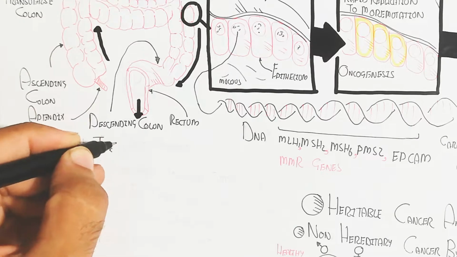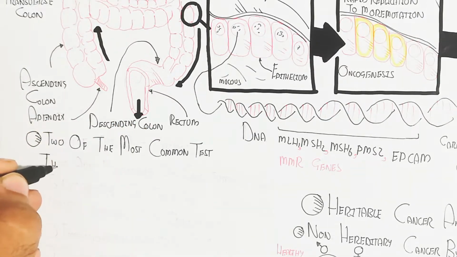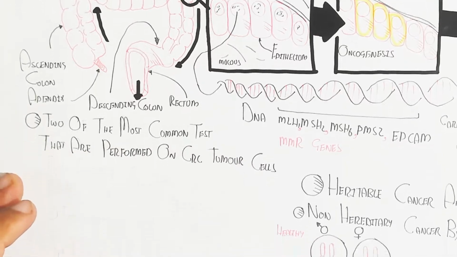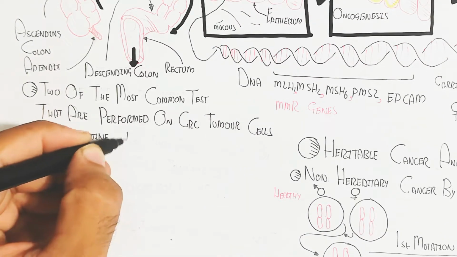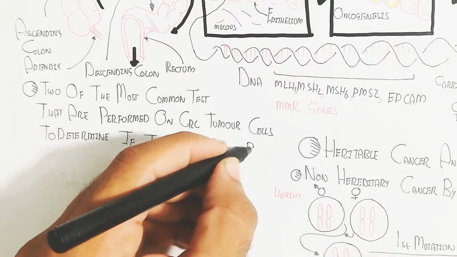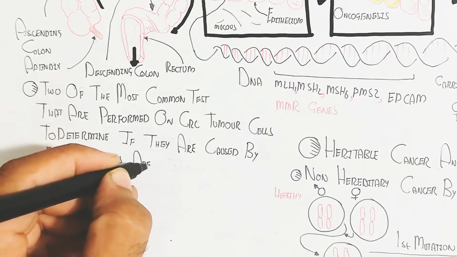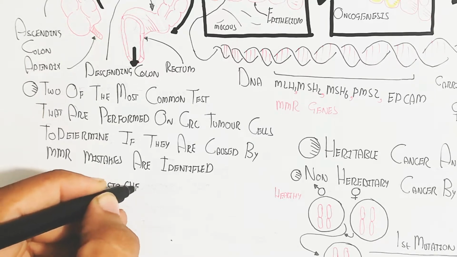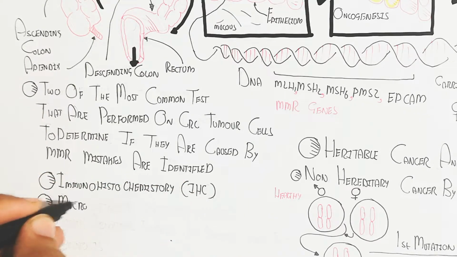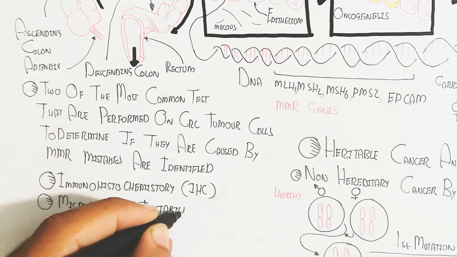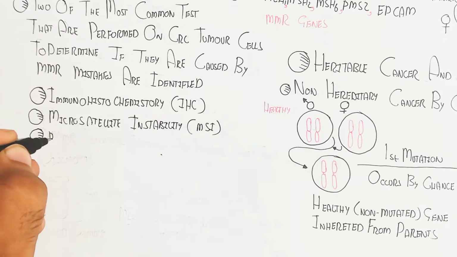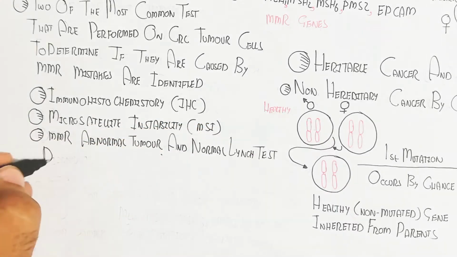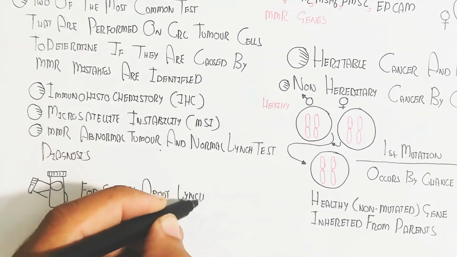Remember. Anyhow, there are two of the most common tests used for diagnosis. They are performed on the colorectal cancer tumor cells to determine if they are caused by MMR mistakes. They are immunohistochemistry, IHC, or microsatellite instability, MSI. Here you can see the MMR abnormal tumor and the normal Lynch test diagnosis.